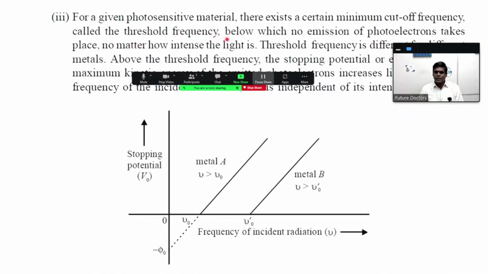Third: for a given photosensitive material, there exists a minimum cutoff frequency called the threshold frequency, below which no emission of photoelectrons takes place, no matter how intense the light is. Threshold frequency is different for different metals. Above the threshold frequency, the stopping potential or equivalently the maximum kinetic energy of emitted photoelectrons increases linearly with the frequency of the incident radiation, but is independent of its intensity.